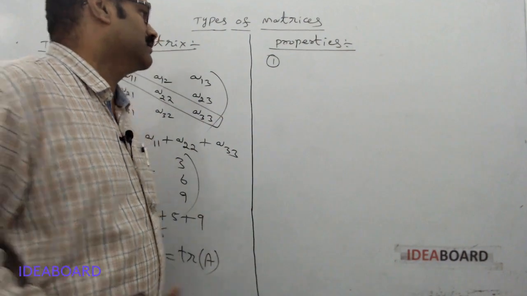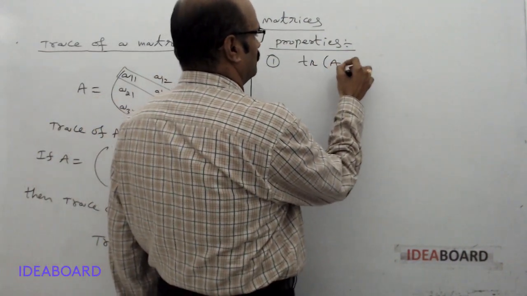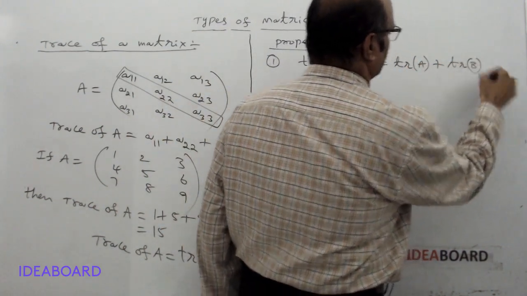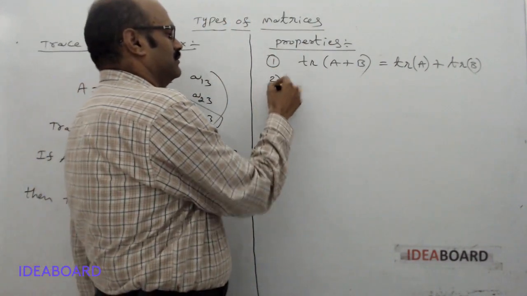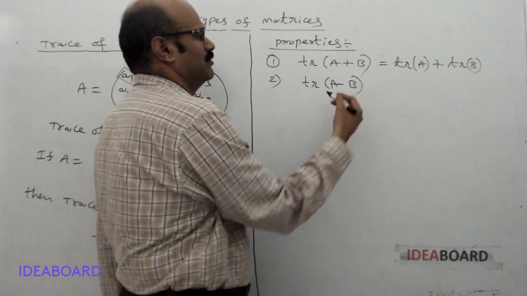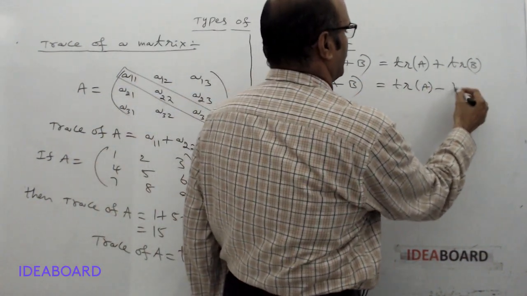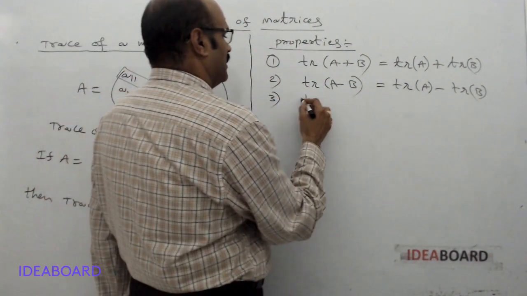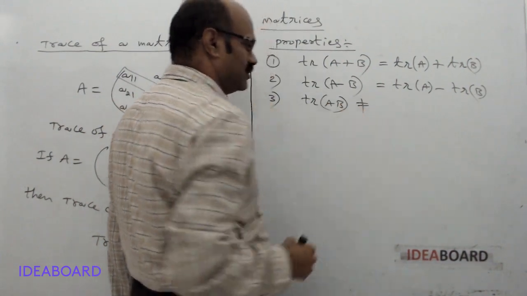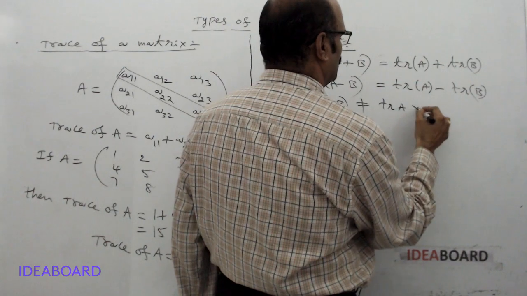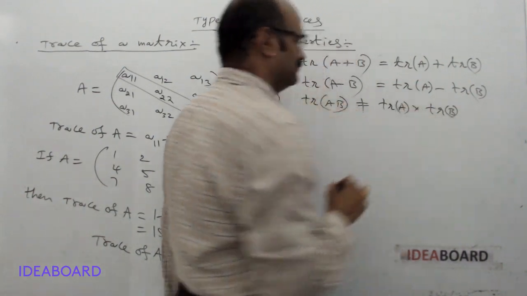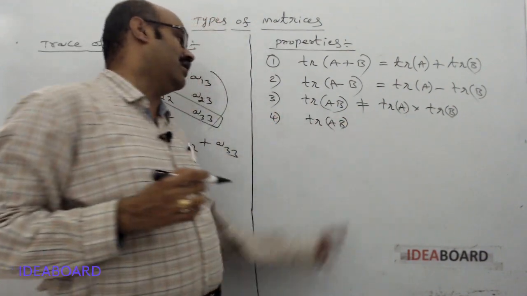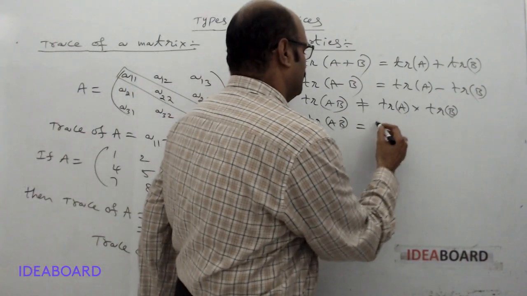Now the properties are: trace of A plus B equal to trace of A plus trace of B. Second one, trace of A minus B equal to trace of A minus trace of B. Third one, trace of AB is never equal to trace of A into trace of B. Trace of AB is always equal to trace of BA.